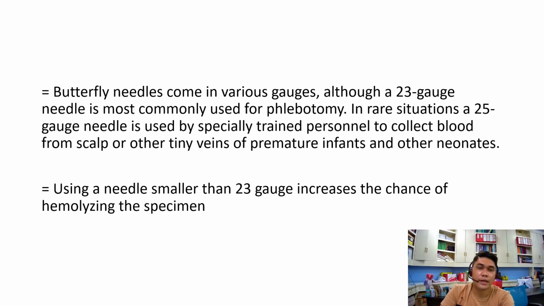Next, butterfly needles come in various gauges, although a 23 gauge needle is most commonly used for phlebotomy. In rare situations, a 25 gauge needle is used by specially trained personnel to collect blood from the scalp or other tiny veins of premature infants and other neonates. Using a needle smaller than 23 gauge increases the chance of hemolyzing the specimen. That's why it's rare in hospitals to use 25 gauge needles in the collection of blood specimens, because it's likely to collect blood that is hemolyzed.